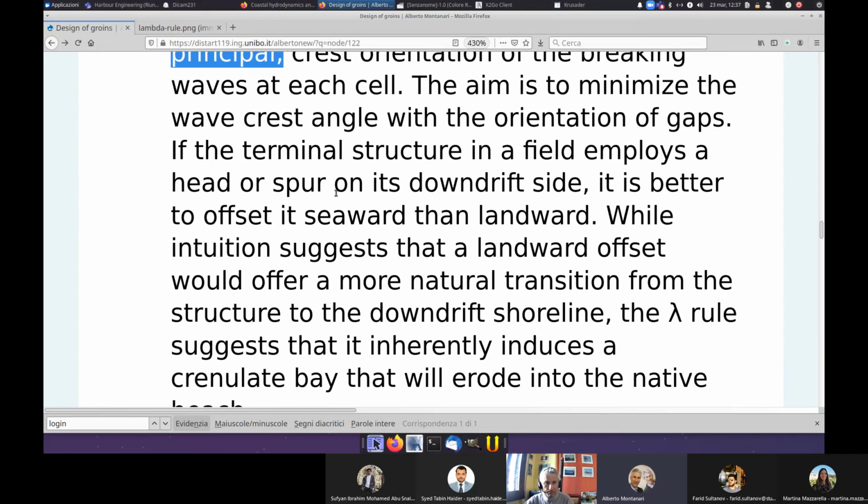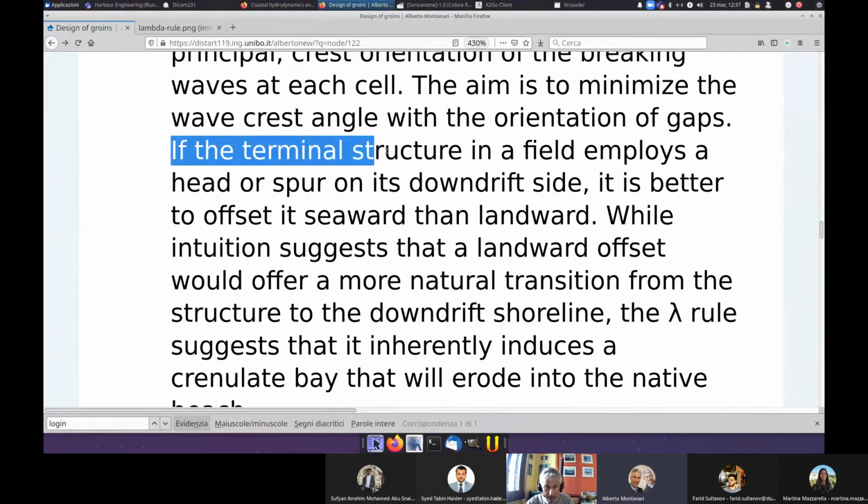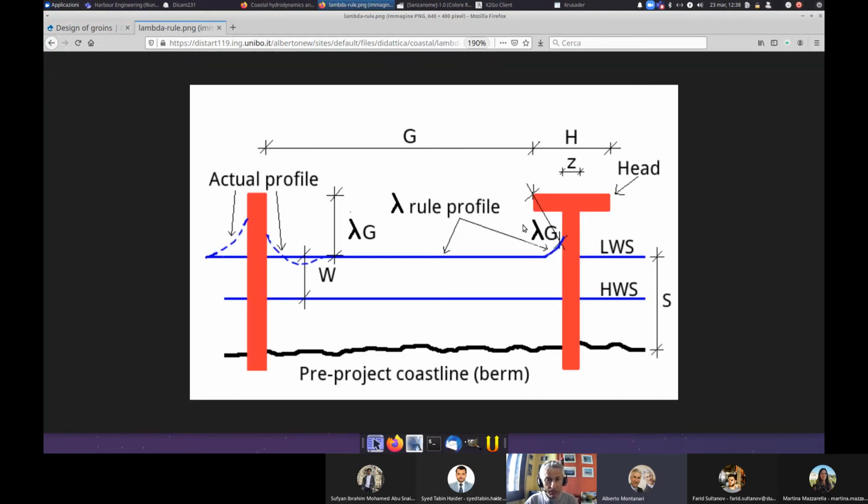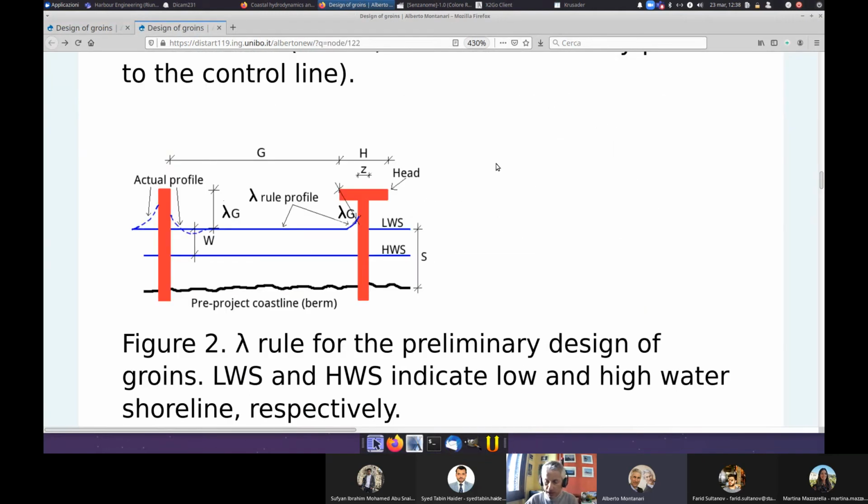Okay, and pay attention to what is written here. If the terminal structure in a field of groins, we can call a sequence of groins a field of groins, employs a head on its downdrift side, it's better to offset it seaward than landward. Okay, and let me show you an example by going back to the initial figure.